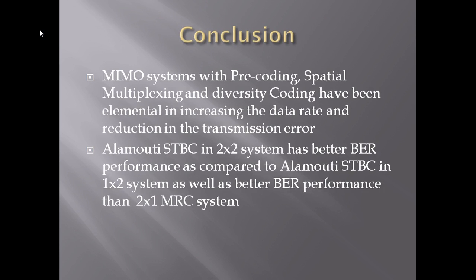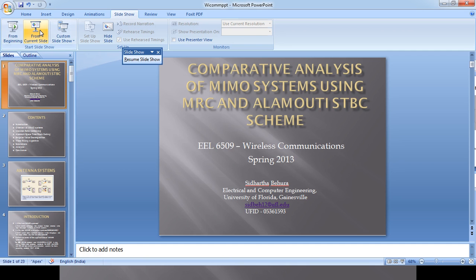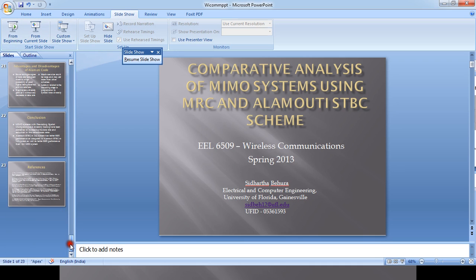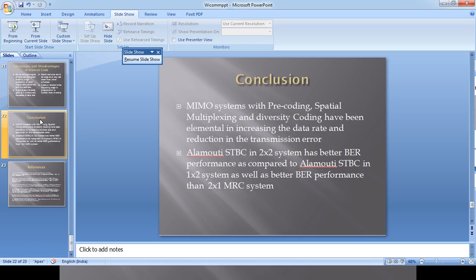The conclusion from the project is that MIMO systems can be divided into 3 categories known as pre-coding, spatial multiplexing, and diversity coding. The Alamouti STBC scheme in a 2x2 system has better BER performance as compared to the Alamouti STBC scheme with 1 transmitter and 2 receiver system, as well as better than the 2 transmitter 1 receiver MRC system.